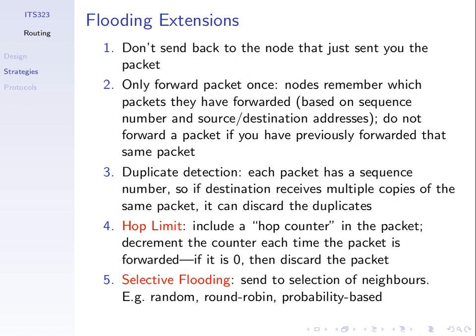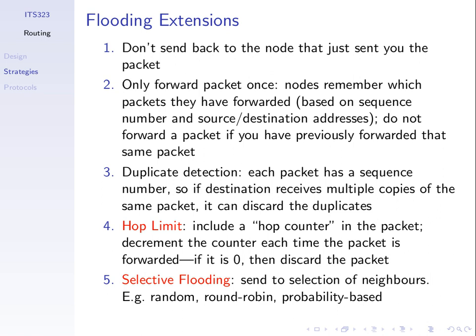By using a sequence number, the source creates a packet and includes a sequence number in that original packet, and the same sequence number is in every copy of the packet. If you receive a packet that you've previously sent, do not send it again. There's no need to send it again if you've already sent it. That's the idea here. And that can reduce the number of packets transmitted.